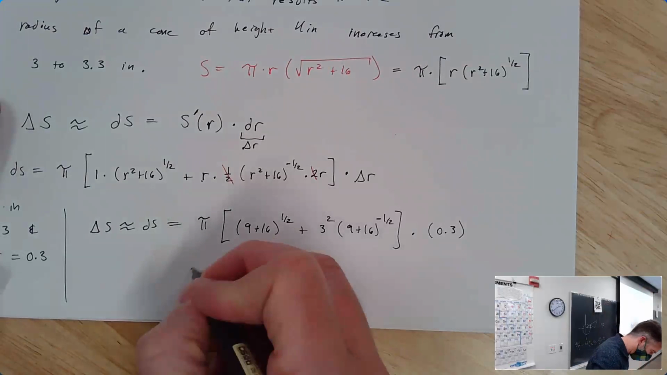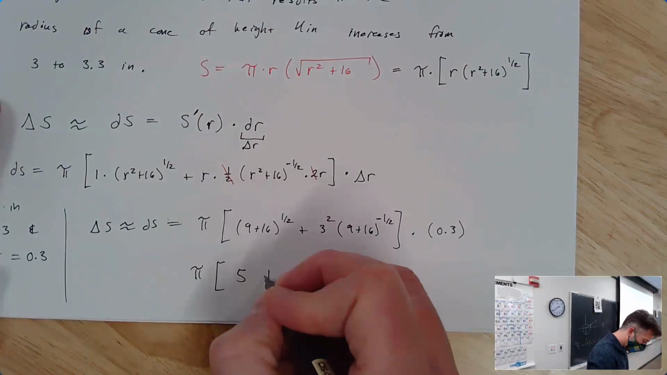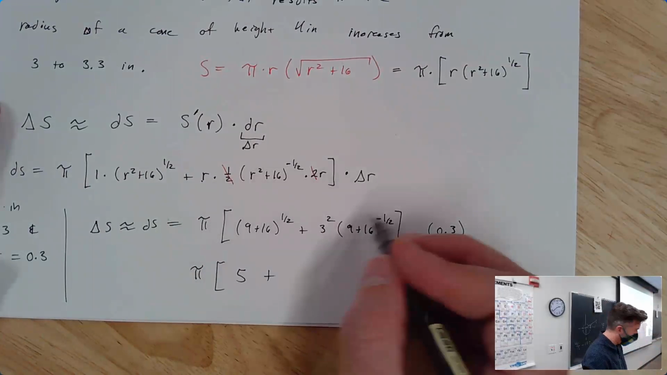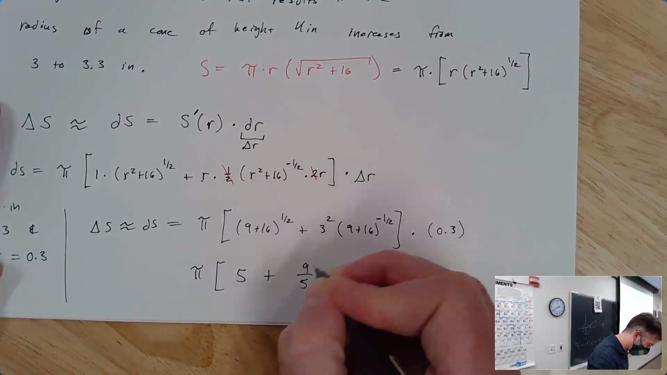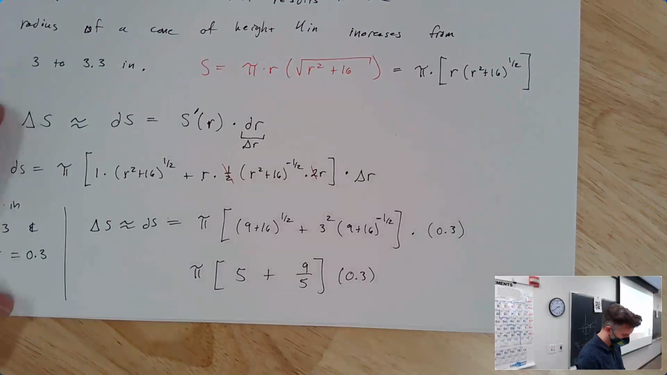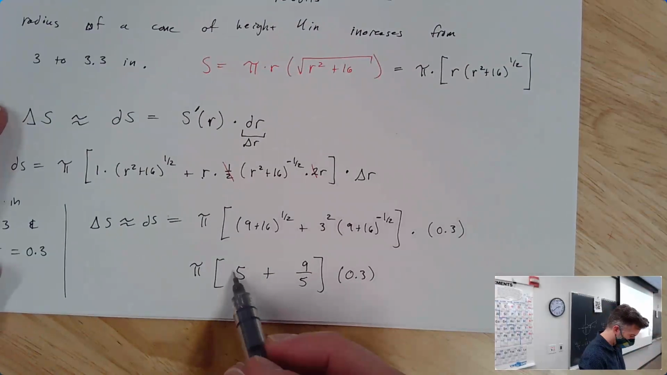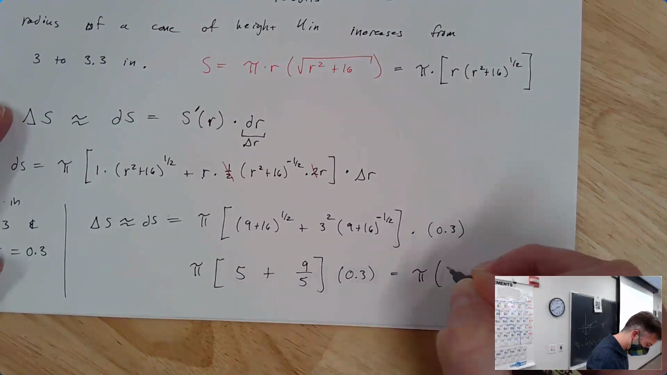So what have I got here? I've got pi times the square root of 25, which is 5. And this is 1 over the square root of 25, so 1 over 5. So I've got 9 over 5 times 0.3. Okay, so this is 25 over 5 plus 9. That's going to be pi times 34 over 5.